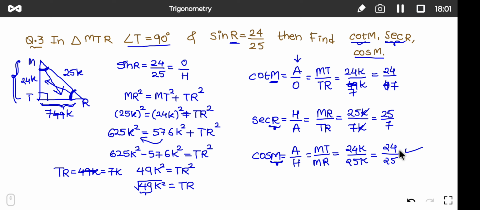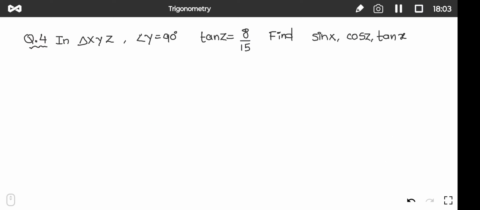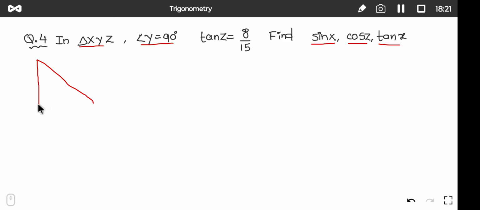Okay. Look at one more example. So the question is, in triangle xyz, angle y is equal to 90 degree, tan z is equal to 8 by 15, then find the value of sin x, cos z and tan x. So if we draw the triangle with 90 degree at y angle, so let's say this is x and here it is y. So what is given? Tan z is given to be 8 by 15.